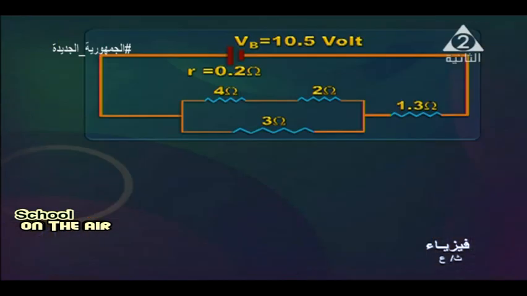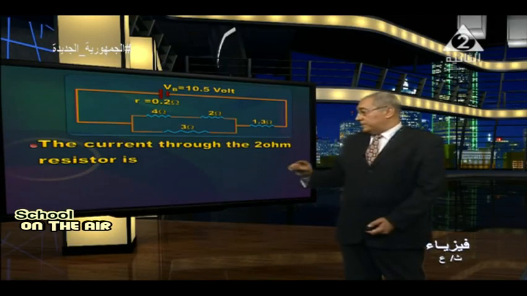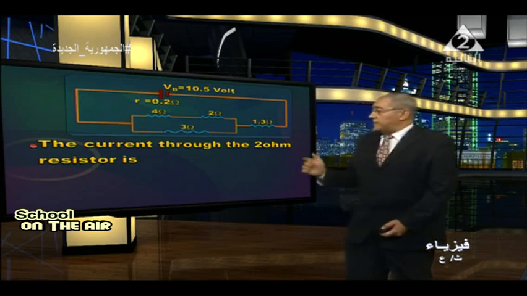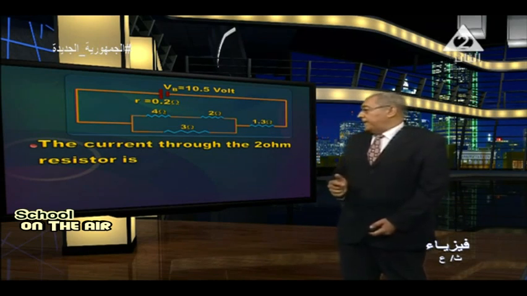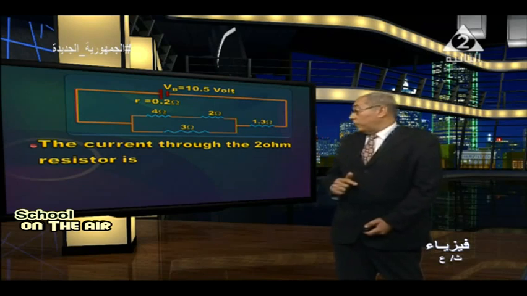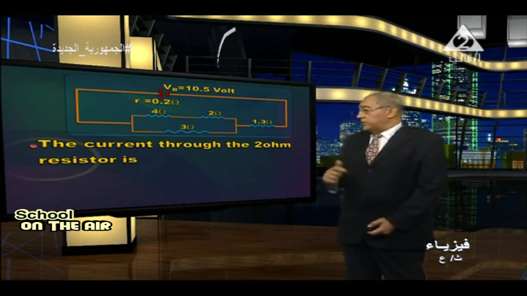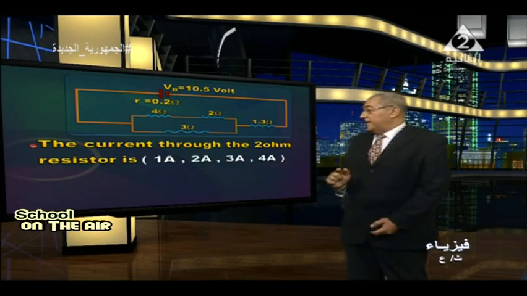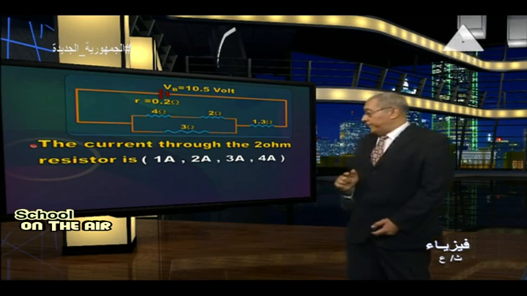Another choice: we've got a circuit here, a parallel combination. One arm consists of a 4 ohm resistor and a 2 ohm resistor connected in series, all of them connected in parallel to a 3 ohm resistor. The parallel combination is connected to a battery of 1.3 ohm and internal resistance 0.2 ohm. Total voltage of the battery is 10.5. We want the current passing through the 2 ohm resistor. Your attention, please. Is it 1, 2, 3, or 4 ampere?